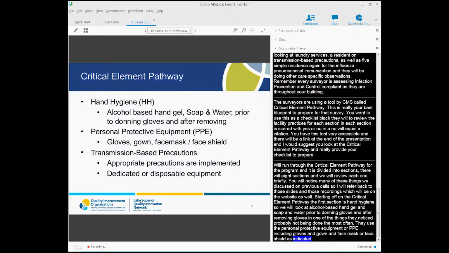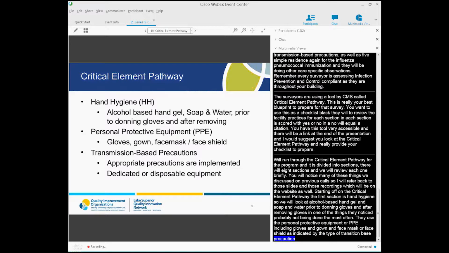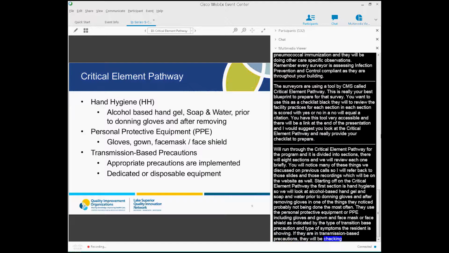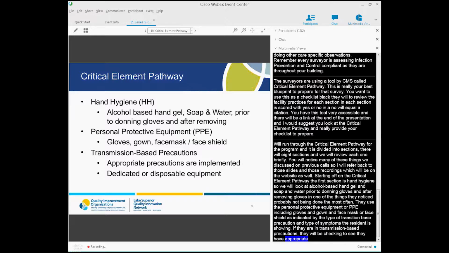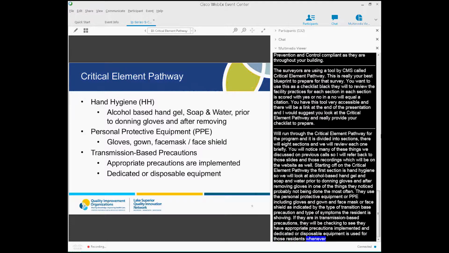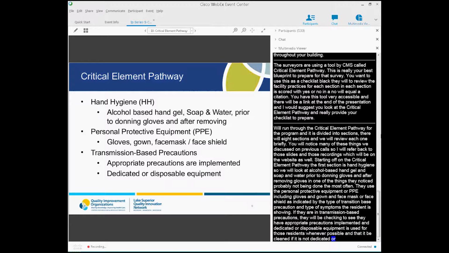If they are in transmission-based precautions, they will be checking to see that the appropriate precautions are implemented. Whether dedicated or disposable equipment is used for those residents whenever possible, and that it be cleaned if it is not dedicated or not disposable. That equipment needs to be cleaned and appropriately disinfected before it is used on another resident.